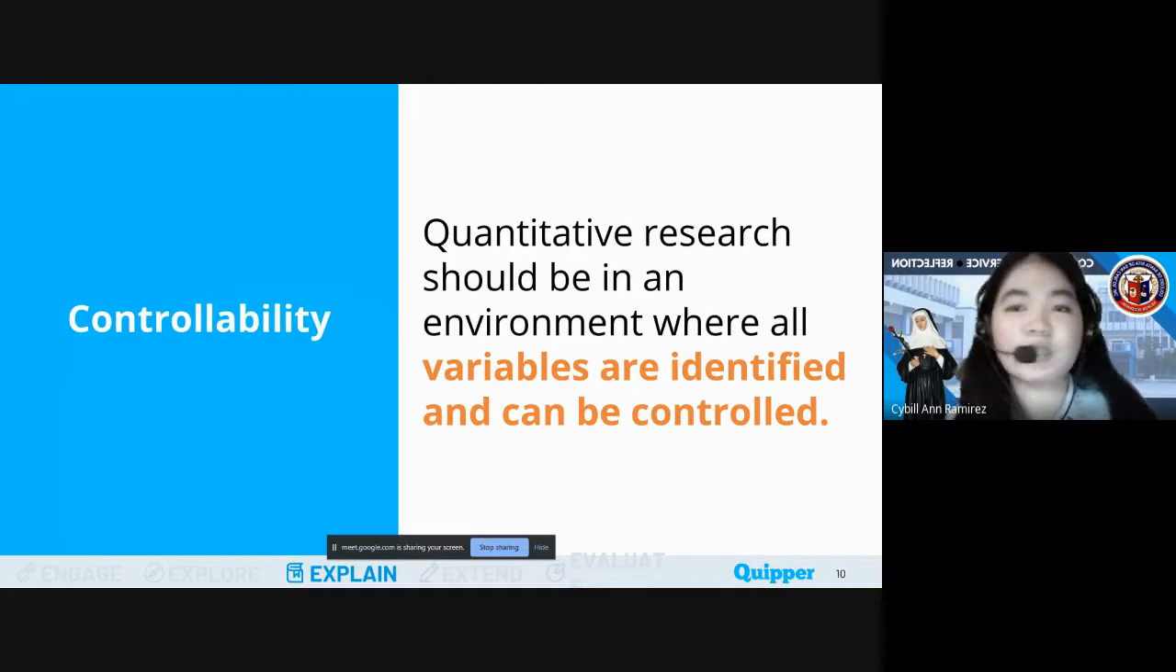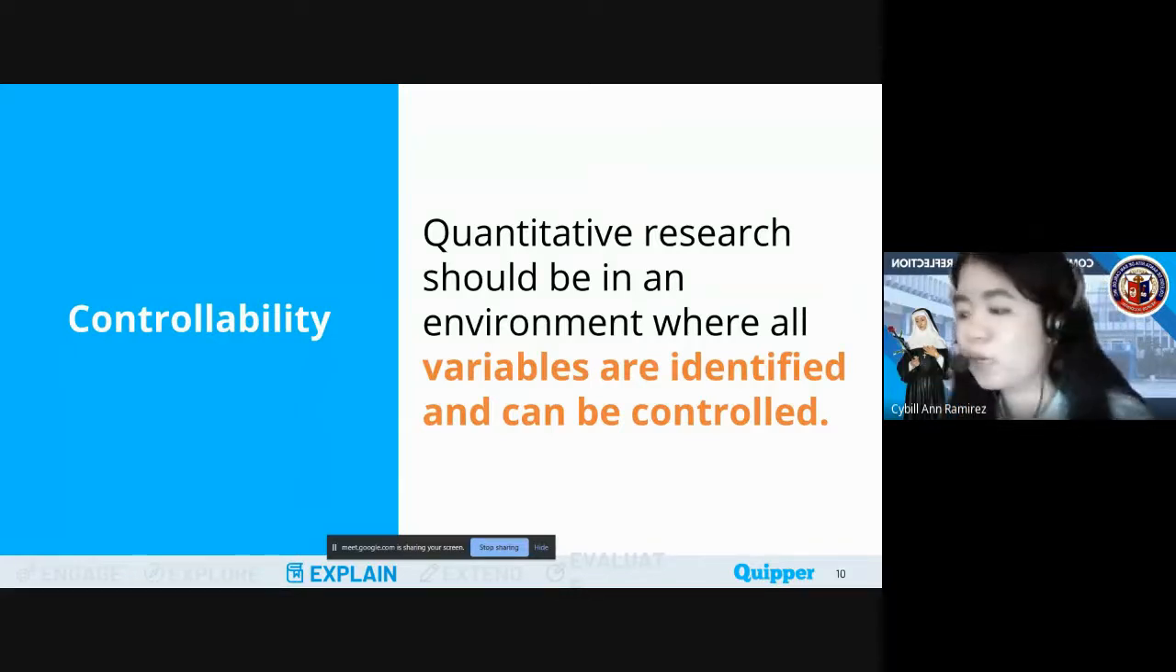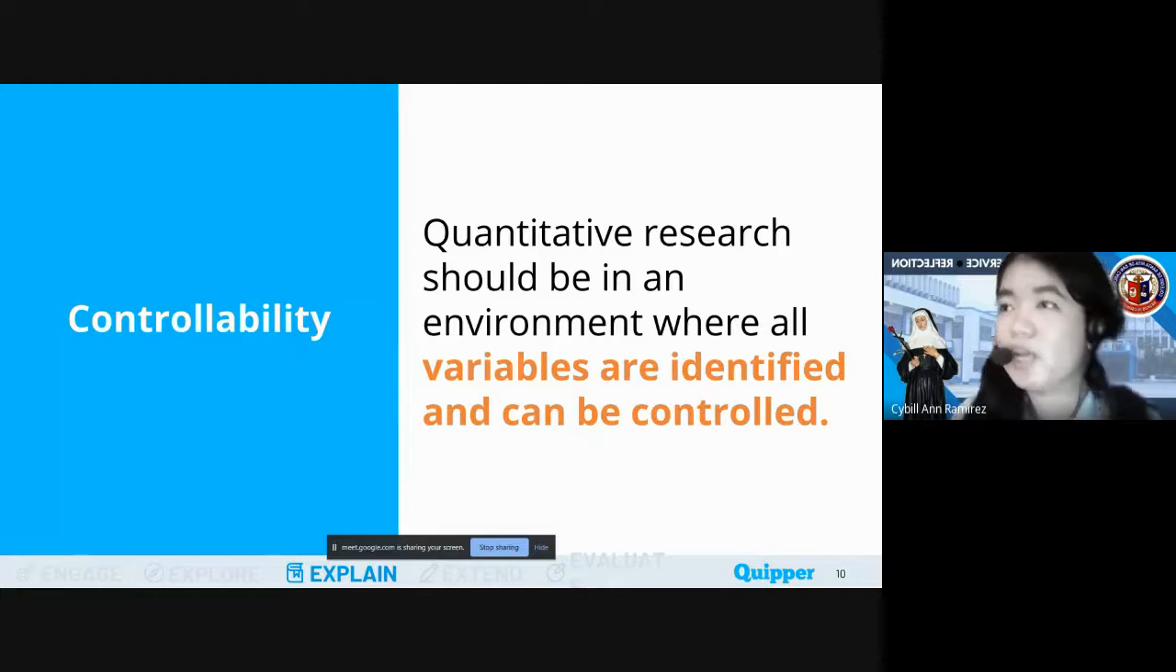Controllability in the sense that you are able to control what are the questions in your questionnaire? Unsa man ang mga items akong ibutang diri? Unlike sa qualitative, di ba? Ang qualitative is wala kay control.